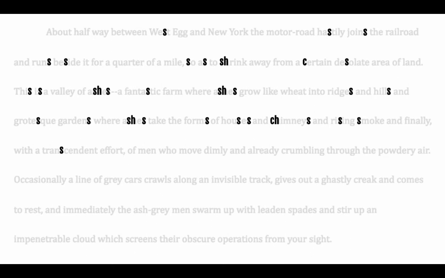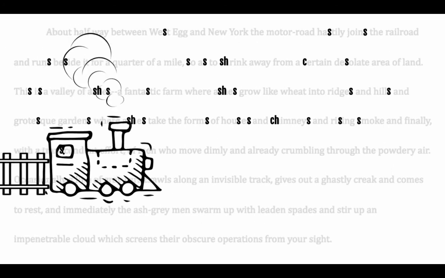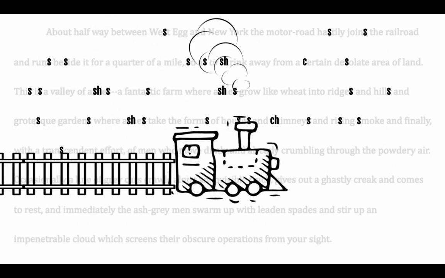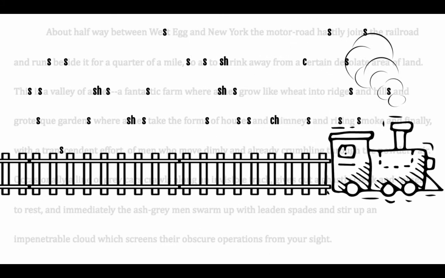Like there's a bunch of S sounds, and then like a sh, sh, and then a s, and another sh, sh, and then s, sh, and another s, sh, and then it goes s, sh, s. Wait a second. Is he doing what I think he's doing? Let's try saying this one more time. Go with me for a second. I think he wrote a train into the sound of this passage. How cool is that? Okay, let's pick up with the next paragraph.